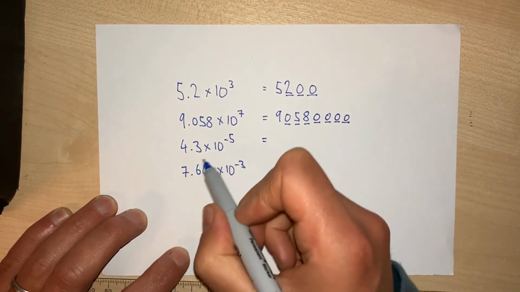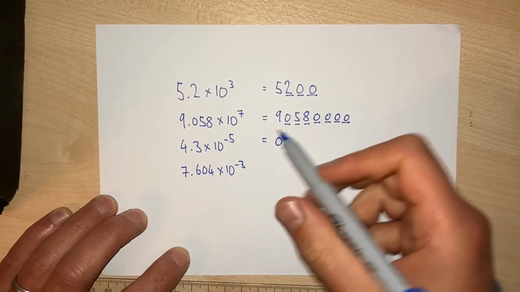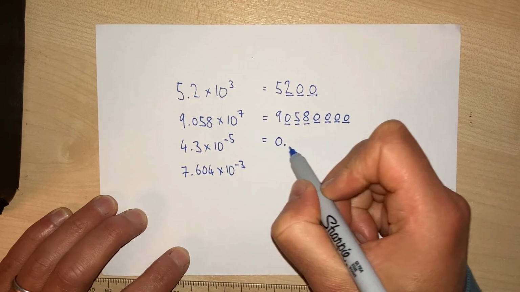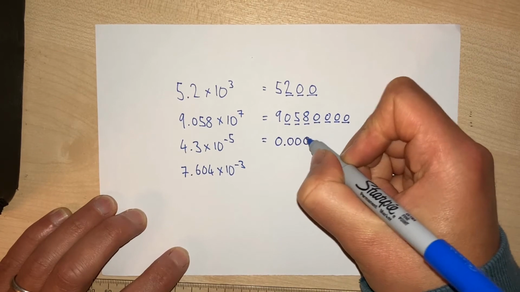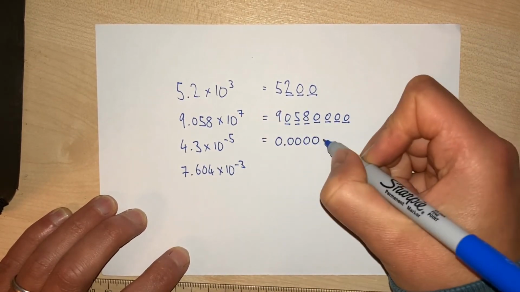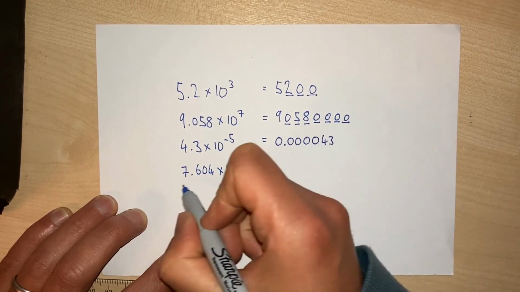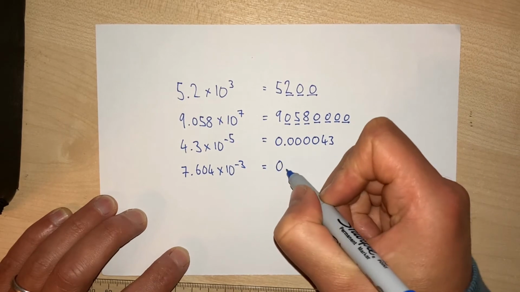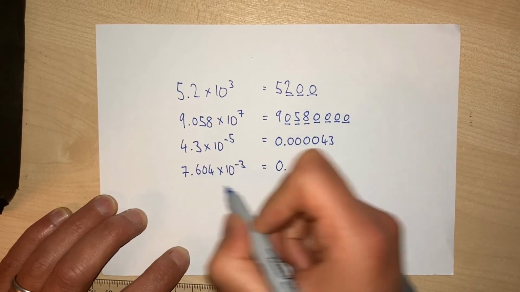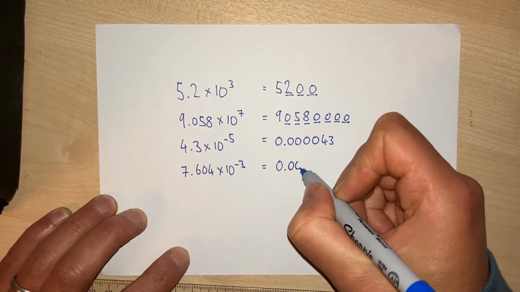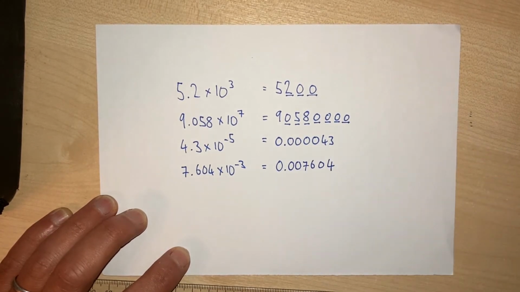Going the other way. This time, because it's negative, I know it's going to start with 0 point something. And this number here tells us the number of zeros before we get to the 4. So 1, 2, 3, 4, 5. And then I'm going to write a 4 and a 3. Here's the next one. It's negative, so I know it's got to start with 0 point something. And this number here tells me the number of zeros before I get to the 7. 1, 2, 3. And then I've got 7, 6, 0, 4.